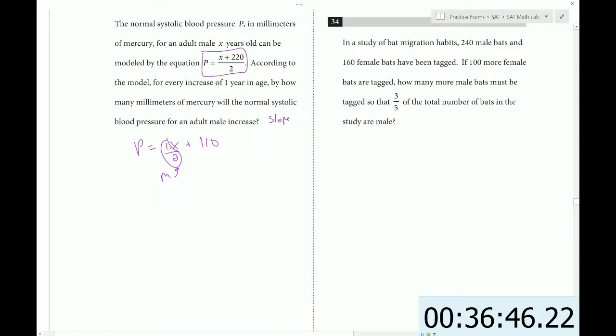That means that a change in Y of 1 would correspond to a change in X of 2, or you could think of it as a change in Y of 1/2 corresponding to a change in X of 1. So our answer is just 1/2.